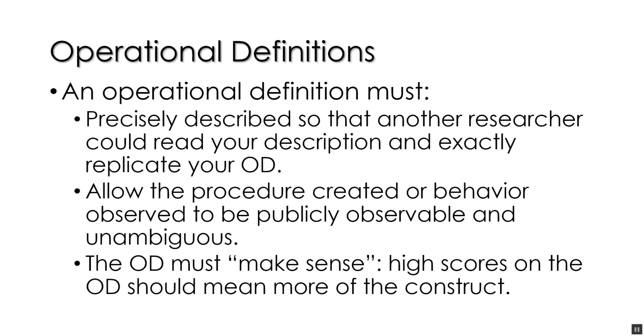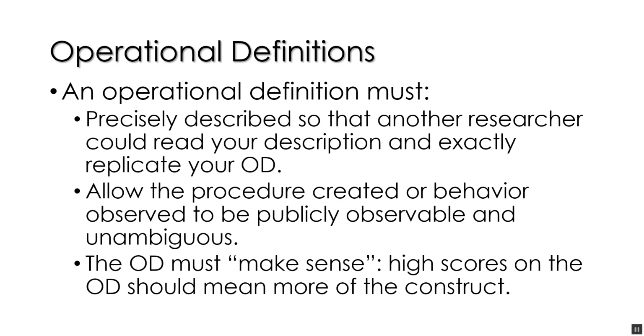In the method sections of experiments, you will see these precise definitions, and an important thing that reviewers are looking for when peer reviewing an article is whether the definitions really are operational definitions and can be replicated. The next element is that the procedure to create the behavior and the procedure to measure the behavior should be publicly observable and unambiguous.